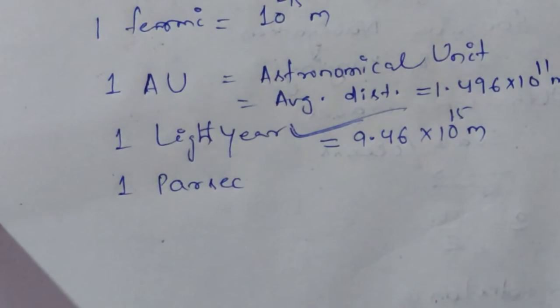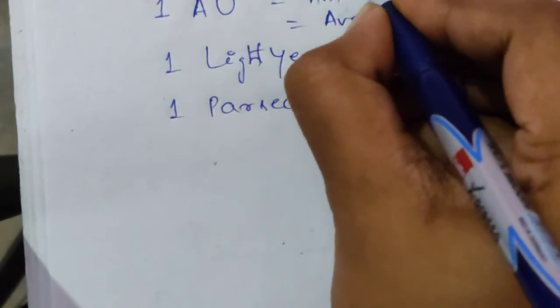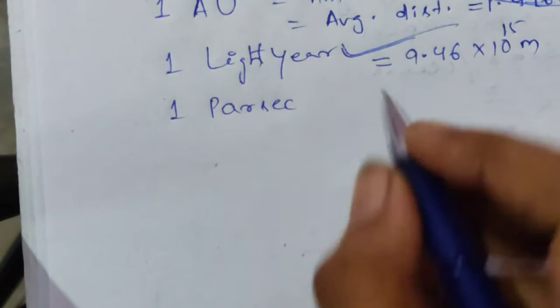Okay, let me write it here. This is not getting visible. So this is 1.496 into 10 to the power 11 meter.